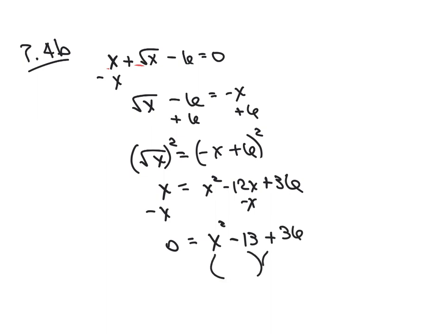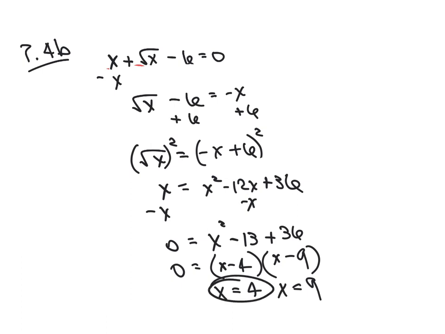And then I can break this down into, let's see, 9 and 4 give me 36, 9 and 4 are 13. So that gives me x minus 4 and x minus 9. So 0 equals that, so x equals 4, x equals 9. And we tried the 9, and it doesn't work. And 4 is the only one that does work. So you get the same answer either way, and actually, it's easier, isn't it?